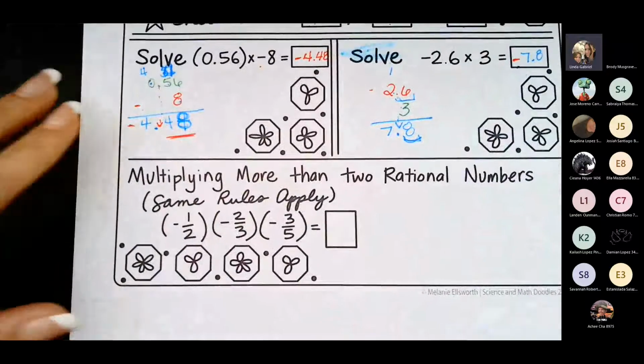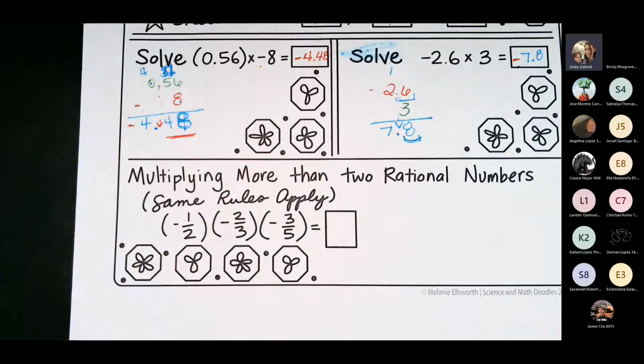Okay, so multiplying more than two rational numbers.